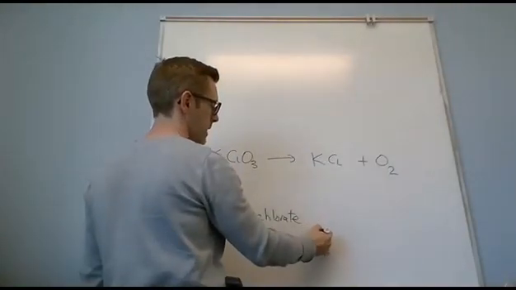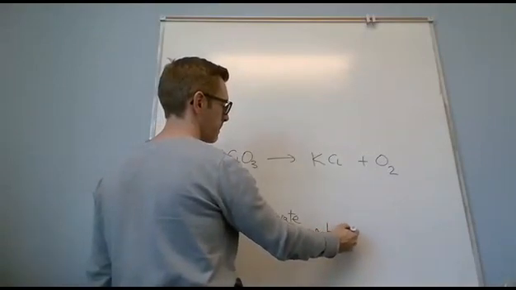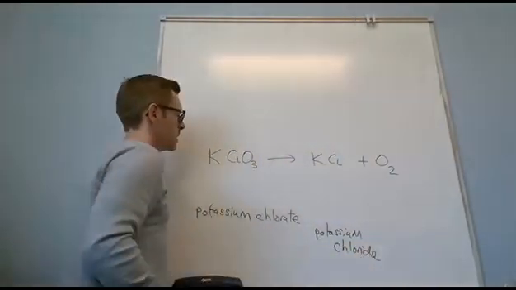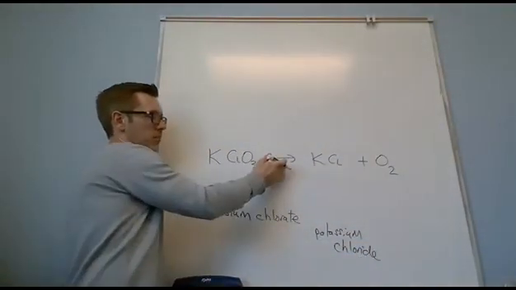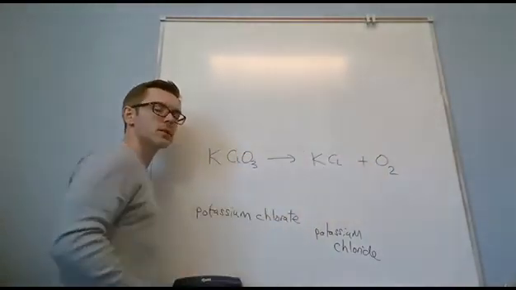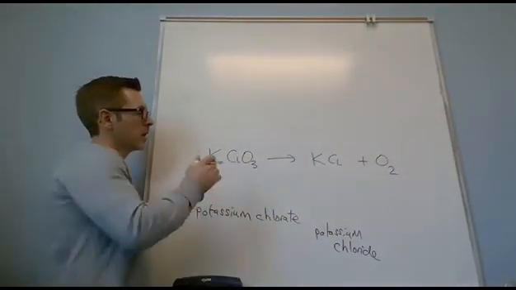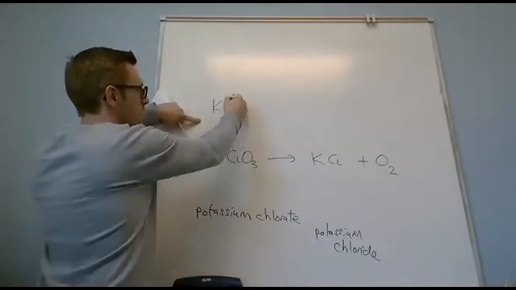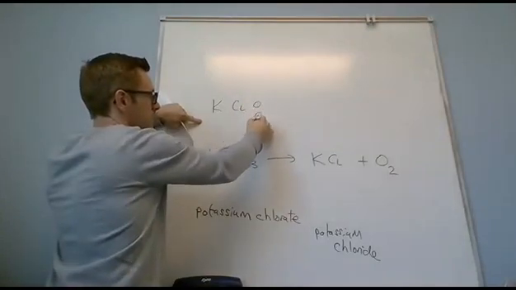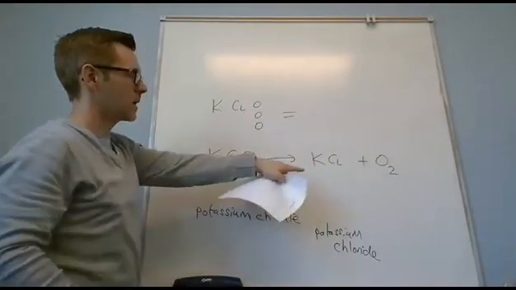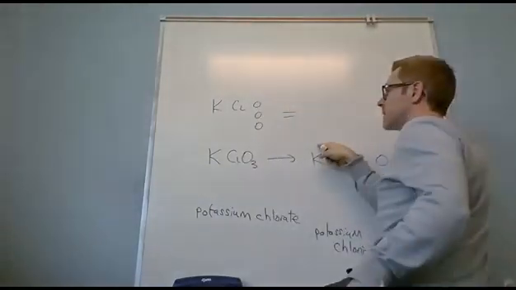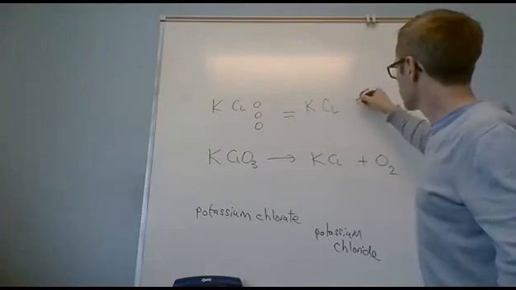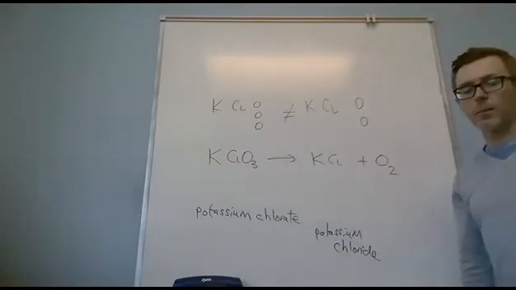This is potassium chloride. So potassium chlorate becomes potassium chloride plus oxygen. Right now, I have 1 potassium, 1 chlorine, and 3 oxygen. And on the right of the arrow, I have 1 potassium, only 1 chlorine, and I've got 2 oxygen. So right now they're not balanced.